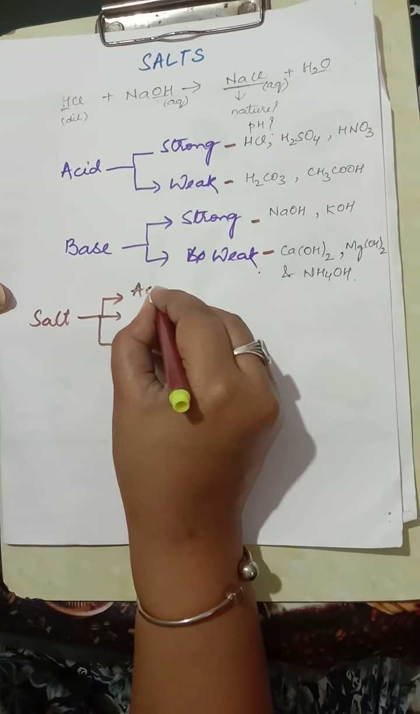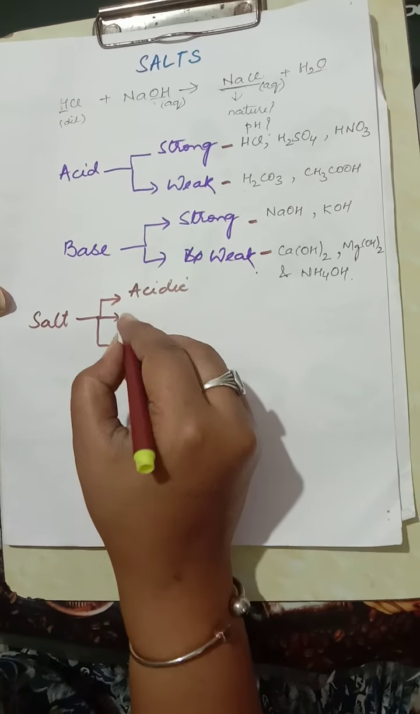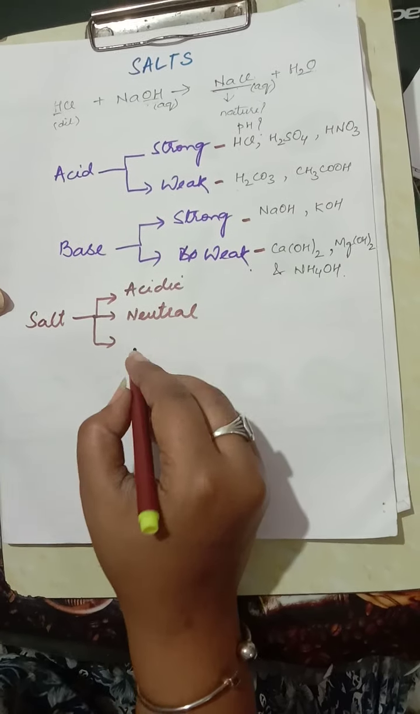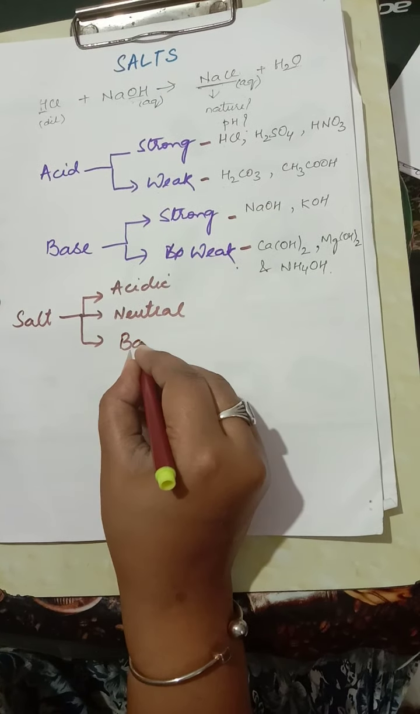First type is acidic salt. Second type is neutral salt. And third type is basic salt.